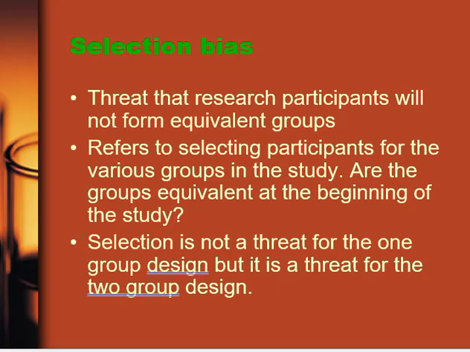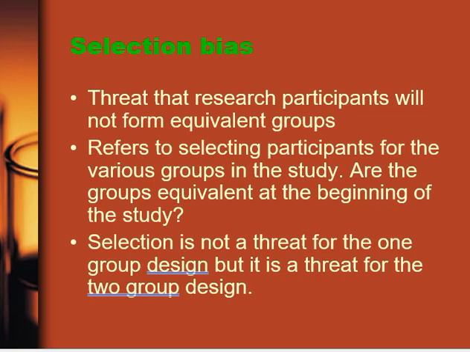Selection bias is about not having the same people in your experimental and your control groups. So it's when you don't have equivalent groups between the group that is being manipulated to do the treatment or condition and the group that is the control group that's not receiving that. You have selection bias if your control and your experimental groups are not equivalent. They're not the same at the beginning of the study.